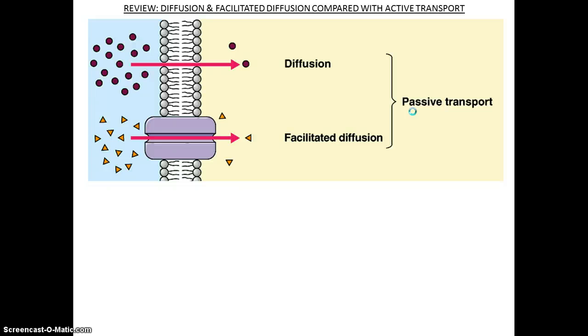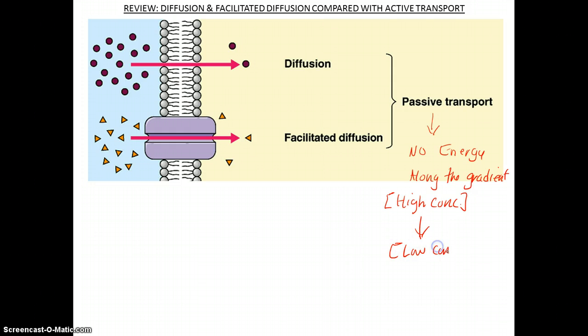Now, just a quick review. If you remember, diffusion and facilitated diffusion are part of passive transport. And when we say passive transport, remember, it uses no energy and it goes along the gradient. And if you remember what that word gradient means, differences, and here we're talking about differences in concentration. So it's always going from high concentration to low concentration. So if you remember, diffusion is again high concentration to low.